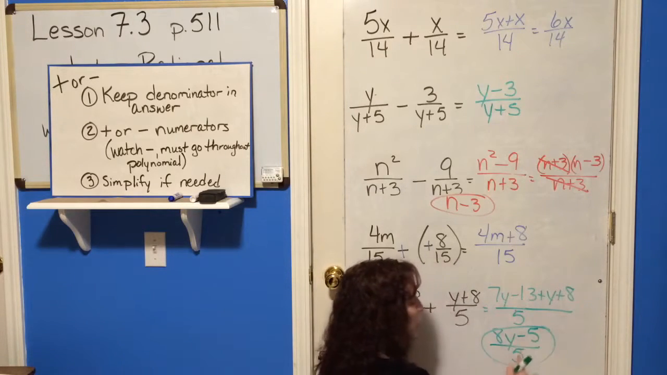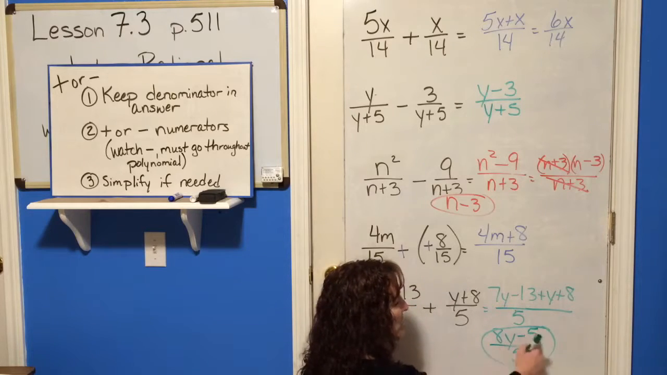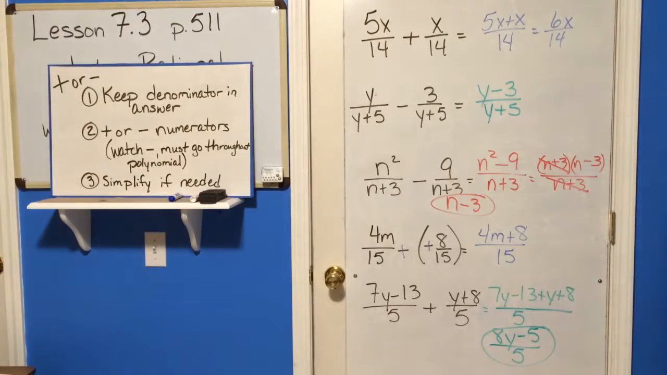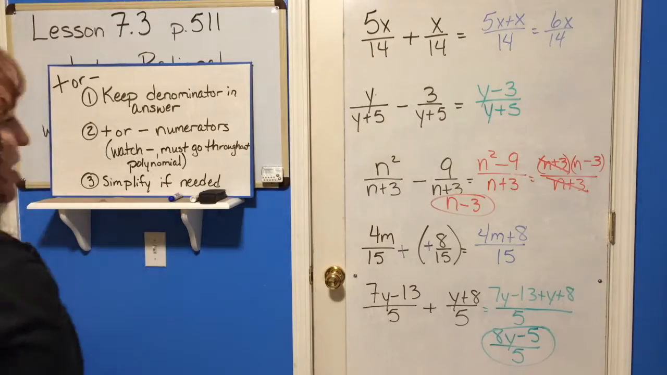And be careful, you can't reduce by those 5s because this is a binomial. 8y minus 5. So you have to leave the whole 8y minus 5 over 5. Alrighty?